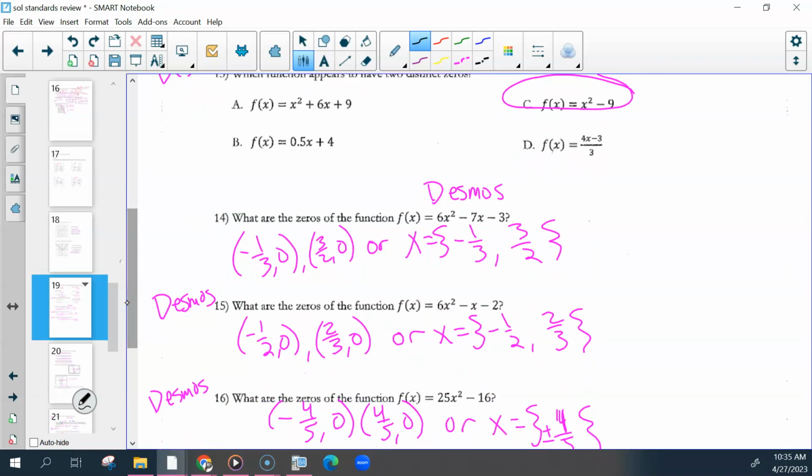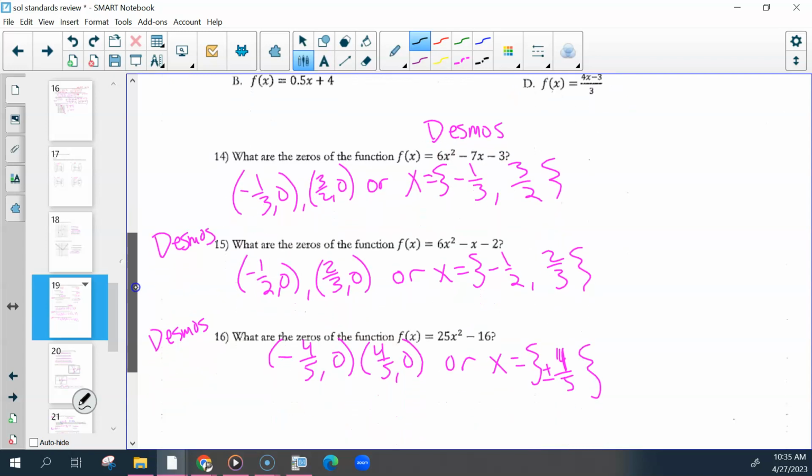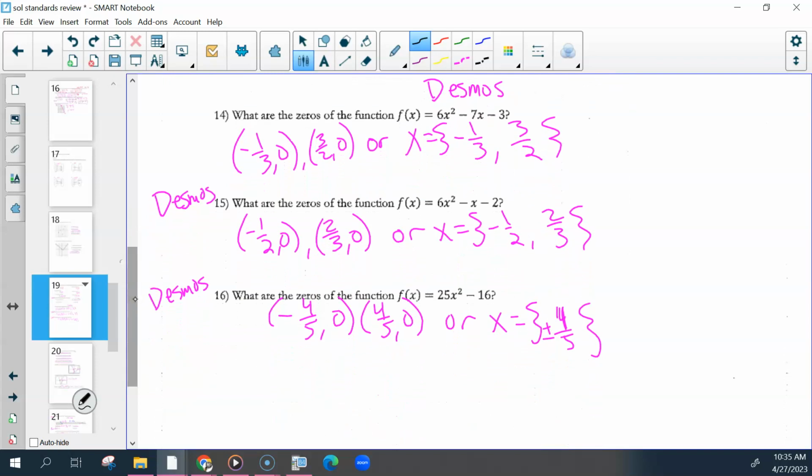And then the others ask for what are the zeros, so what are the x-intercepts. 14 was negative 1/3 and 3/4. 15 was negative 1/2 and 2/3. And 16 was negative 4/5 and positive 4/5.